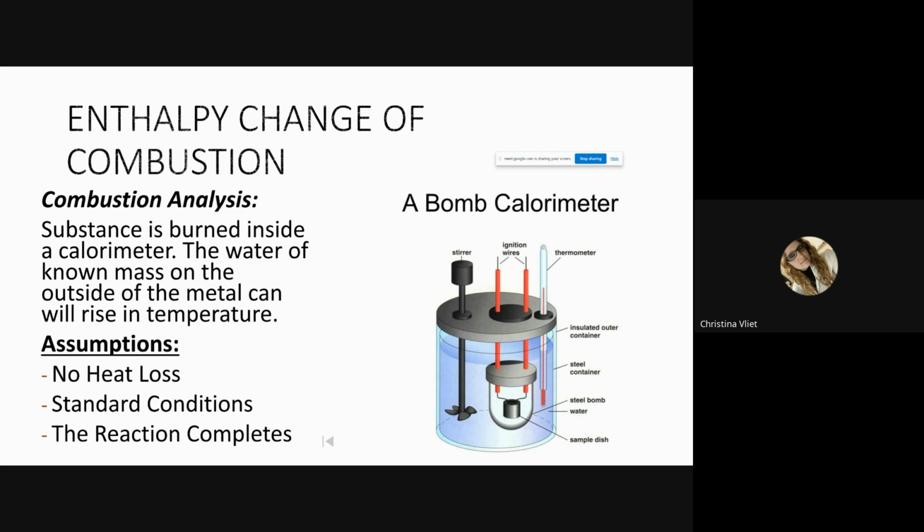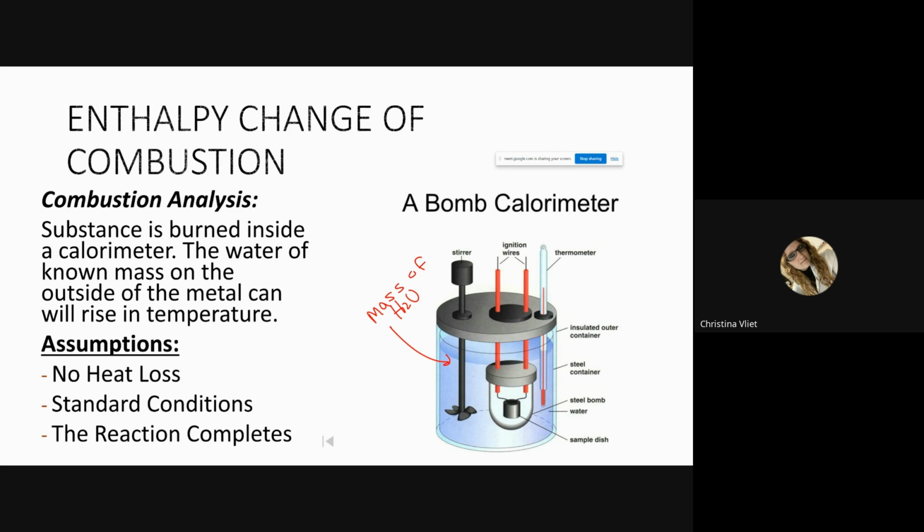We call this combustion analysis because we're burning the fuel. So you burn a fuel inside of here, and the temperature of the water on the outside changes. That temperature change is part of the equation: Q equals M times C times delta T. The only thing you've got to know here is that the mass of the water is the mass you use in your equation if you've got a combustion analysis. You don't use the mass of the gas or the fuel because that's in a different container.